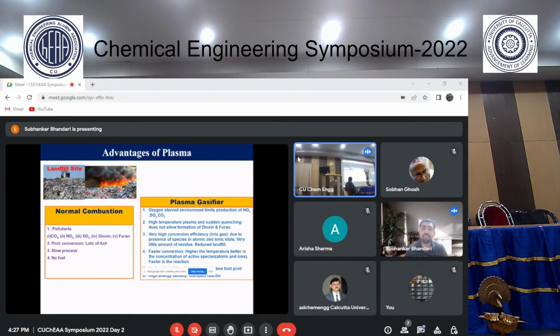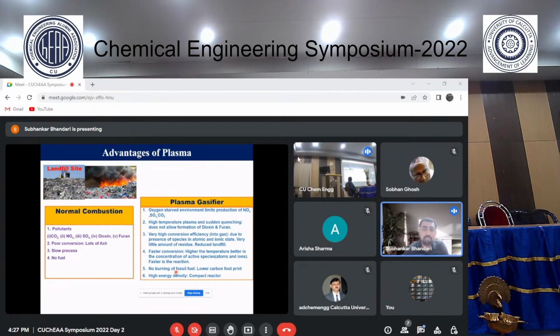We don't use any fossil fuels, so the carbon footprint in air plasma gasification is totally zero. Second, we don't use a high amount of air. Because of the oxygen-starved environment, the SOx and carbon dioxide, all these pollutants, the amount is low compared to other competing technology.